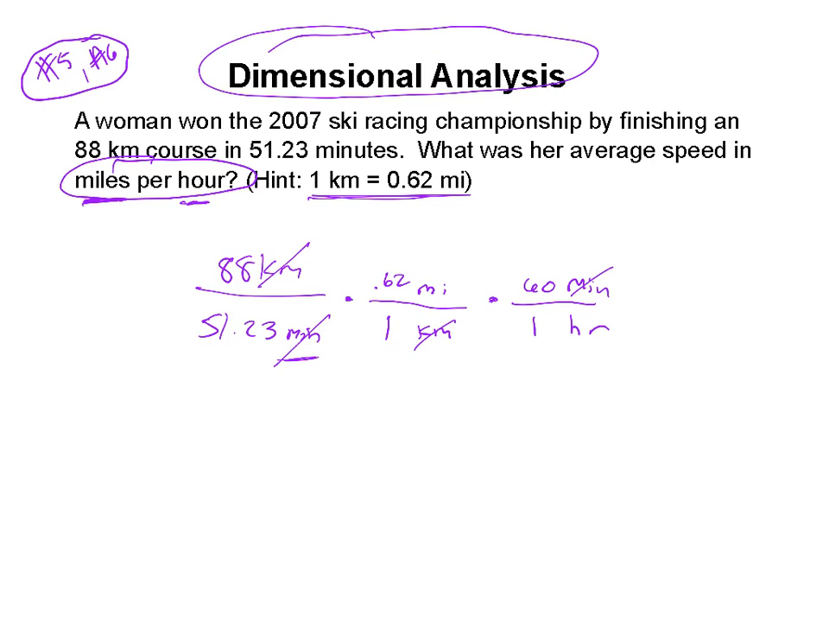So notice I can cancel out minutes and minutes. And notice that all that's left is miles and hours, which is exactly what we wanted. And so then you can pull out your calculator and pop those numbers in. I'll do that right now. On the top, we have 88 times 0.62 times 60, which gives us 3,273.6. And on the bottom, we have 51.23. So if I divide those, I end up with about 63.9. Which I believe, just double checking what the book has, yep, 63.9 miles per hour.